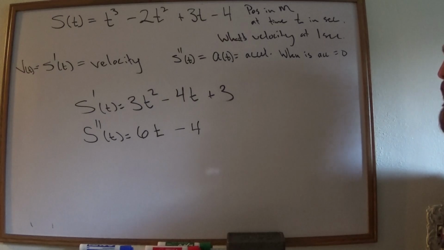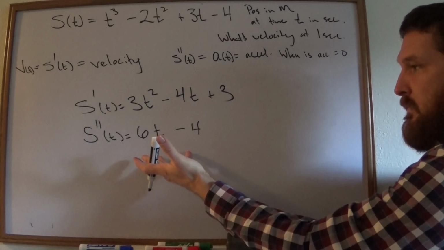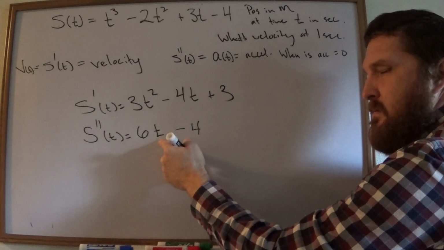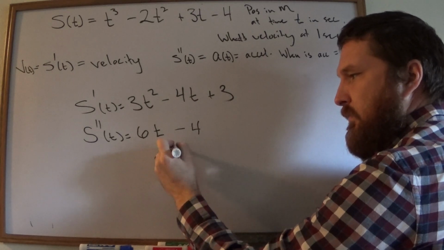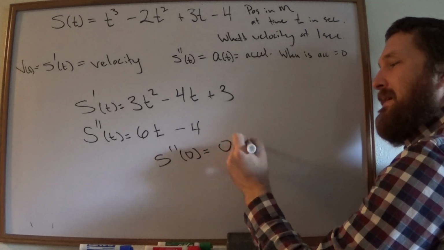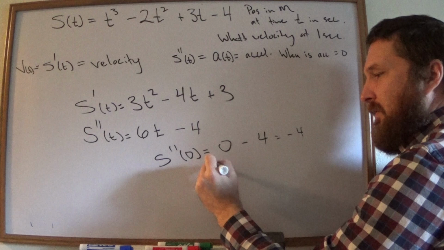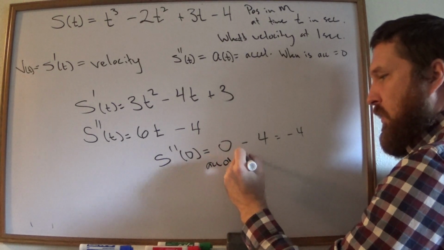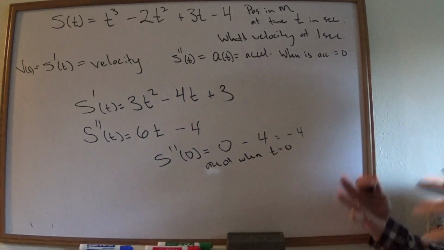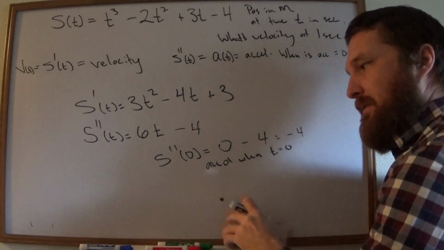Now, when is the acceleration equal to 0? At the x-intercept, right? So you plug in a 0 for t? Oh, no. s double prime would tell you the acceleration at time equals 0. So this is the acceleration when time is equal to 0. But here we're saying when is the acceleration equal to 0? That's when the output is equal to 0.